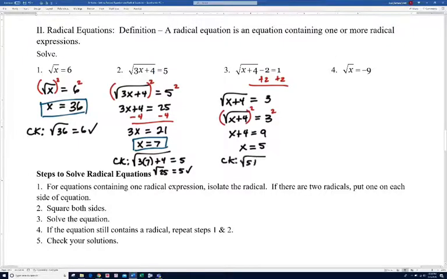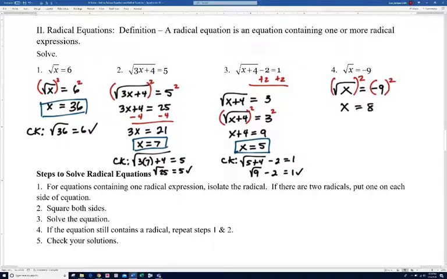And again, I'm going to go ahead and check the answer here. You can see that when you plug in 5 for x, we have the square root of 9, which is 3. 3 minus 2 equals 1. And so that is true, and so that's a good solution there. Now look at number 4. Let's go ahead and do the same thing. We're going to square both sides, and we get x equals 81.